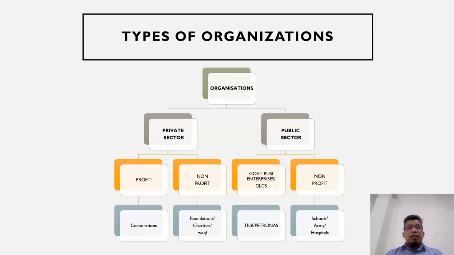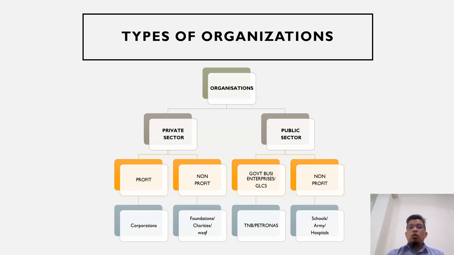Right, types of organizations. So you can see from this structure, there are two types. One is private sector and the other is public sector. So our focus is on the public sector organizations, on the right side, right? Even in the public sector, there are two types of organizations. We have government-owned businesses or GLCs, and non-profit. So our focus for this class is basically the non-profit arm of the public sector.